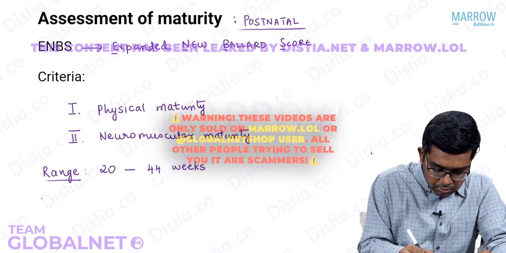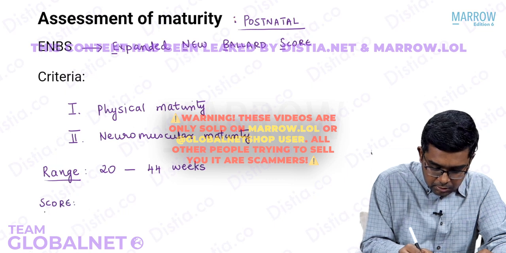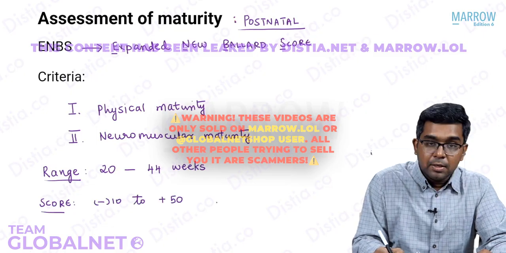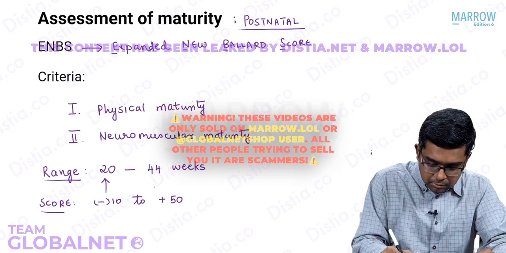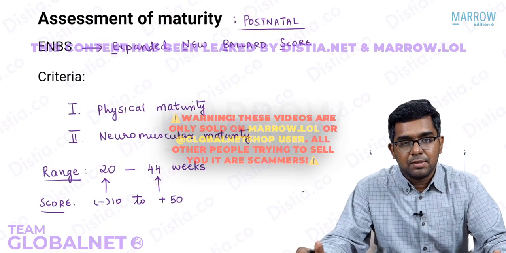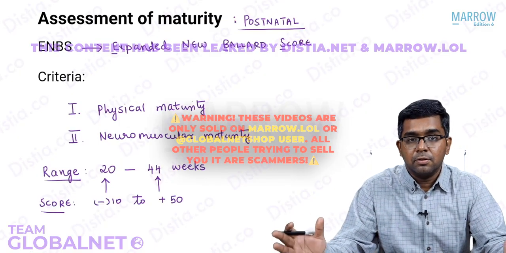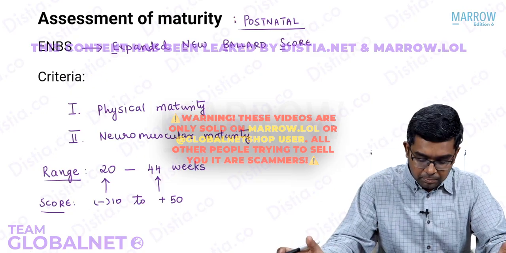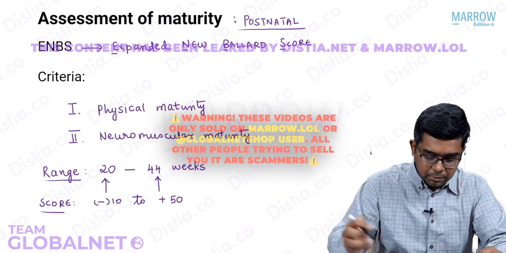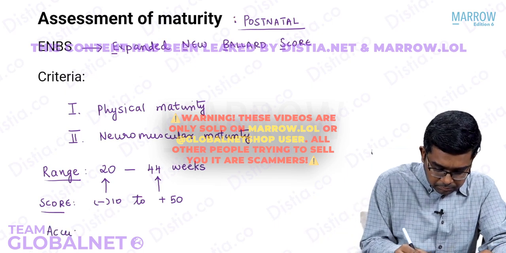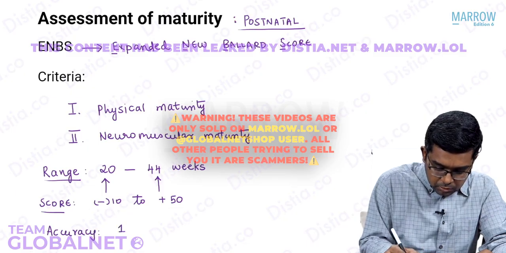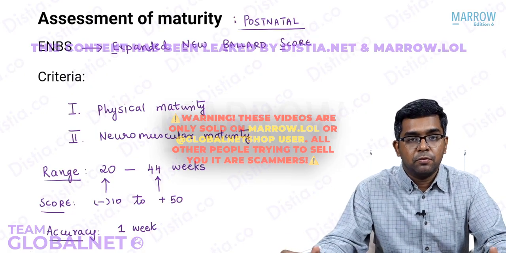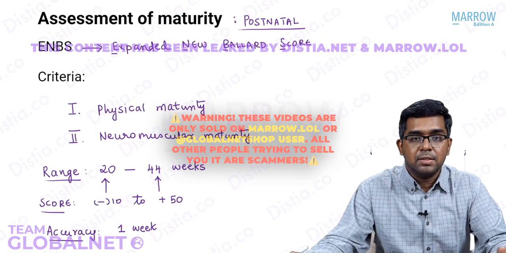And what is the score range if they ask you? The score range is from -10 to +50. Minus 10 corresponds to 20 weeks of gestation, plus 50 corresponds to 44 weeks of gestation. Values in between correspond to the different weeks of gestation as well. So this is a very good scoring system which covers a wide range of gestation, from 20 weeks to 44 weeks. And if they ask you what is the accuracy of this scoring system, it is accurate to plus or minus 1 week of gestation. So accuracy wise also this is a very good scoring system for you to know about, and it's a very potential question to be asked in the exams.